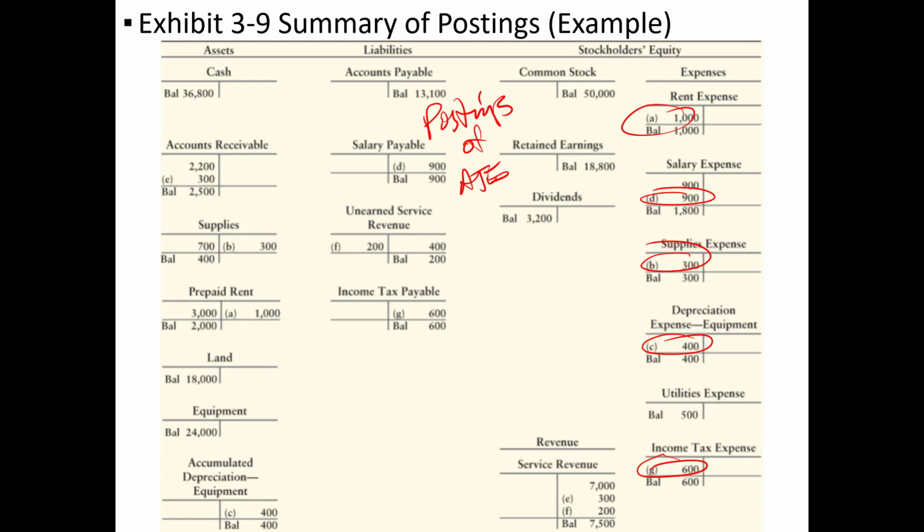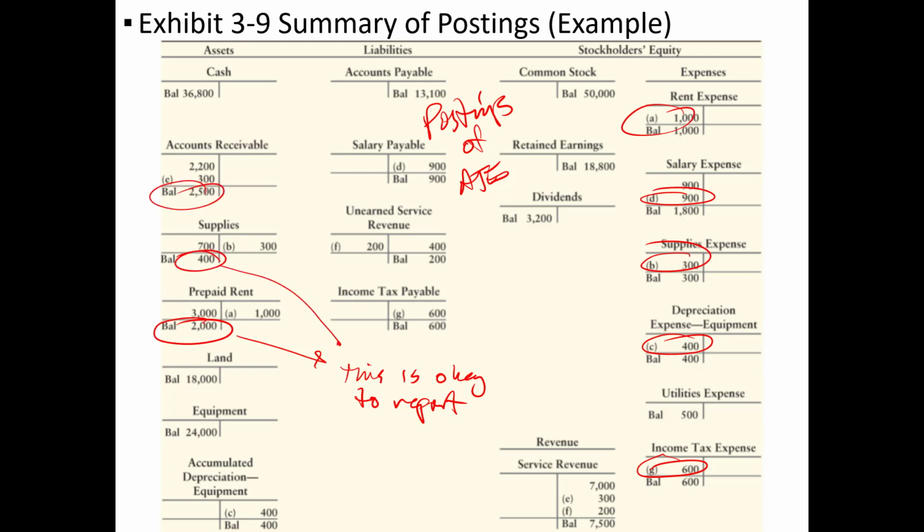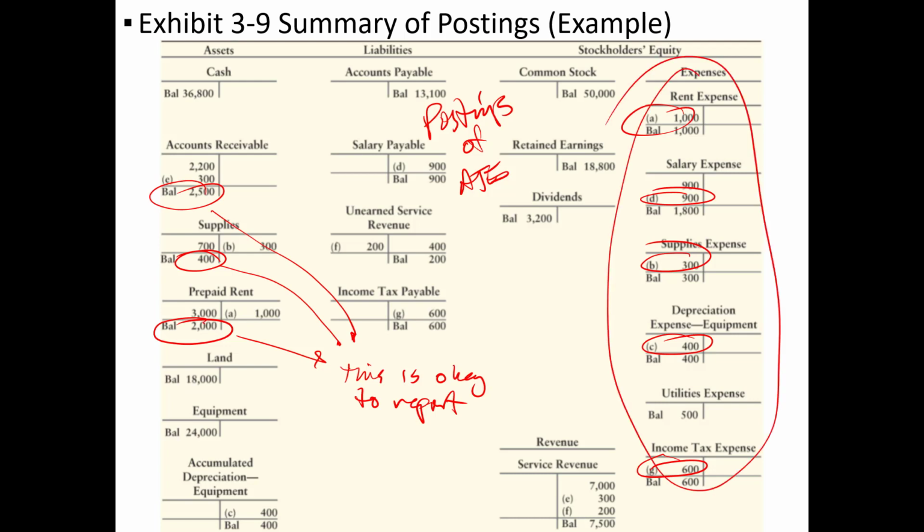Now when we look at balances, for instance, prepaid rent, the balance is $2,000. We can say this is okay. We look at something like supplies, we can say this is okay to report. We get receivables and say that's the appropriate balance. And notice how these have corresponding effects on the income statement, revenues and expenses.